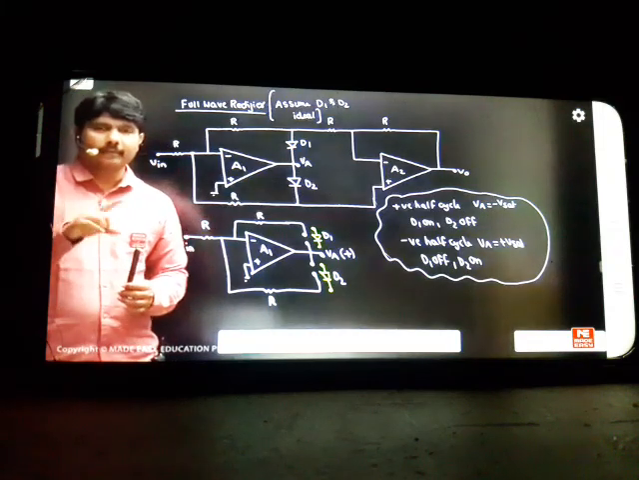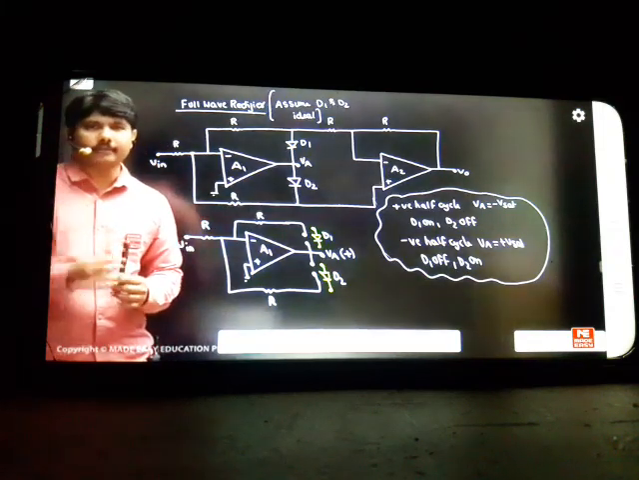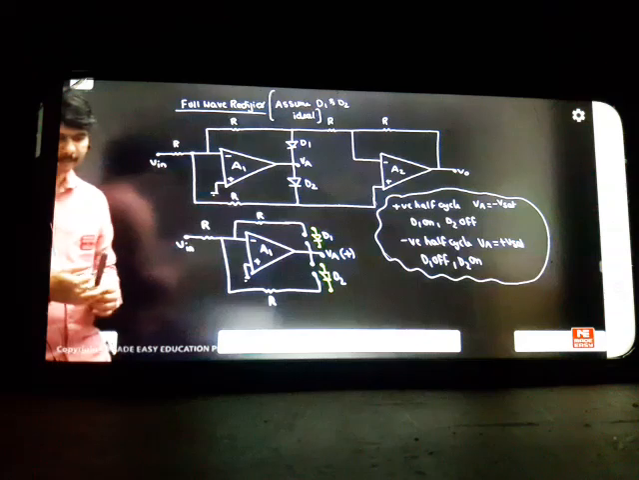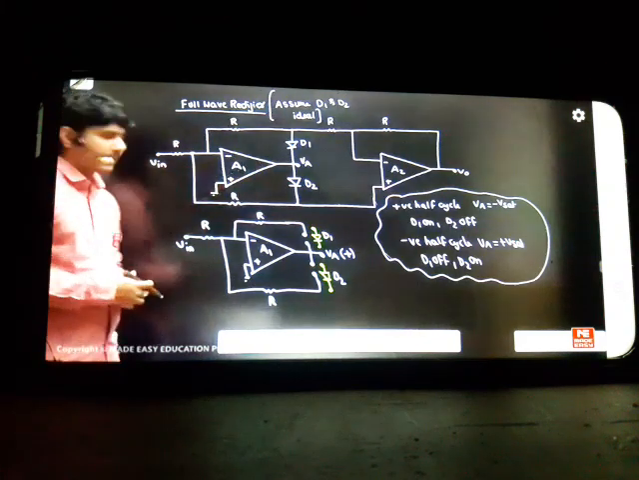Just only one thing you have to remember: when anode is connected to positive, we say forward bias. If anode is connected to negative, we say reverse bias. Like that, practice the polarities first. So let us redraw the same diagram for case 1, case 2. Two cases will apply. Okay?